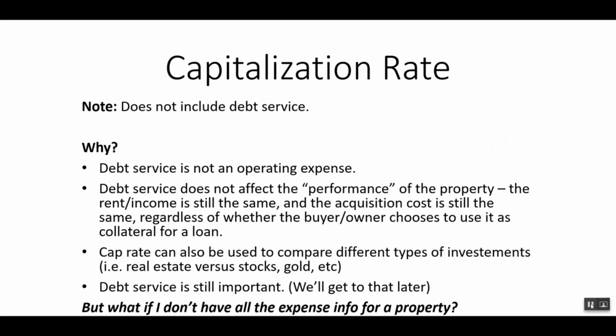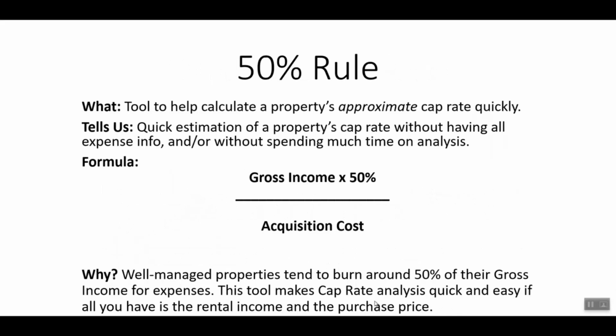And so a handy tool that many investors use is this 50% rule. If we know what the gross income is on the property, if I know it rents for $1,000 a month, you can safely bet that roughly half of that is going to get burned up by operating expenses. And so I would take my gross income times 50%. So if it rents for $1,000 a month, that's $12,000 a year. I'm going to cut that in half. That's $6,000 divided by the acquisition cost. And that will give me a very close, usually a very close approximation of the cap rate without knowing any of the actual expenses.